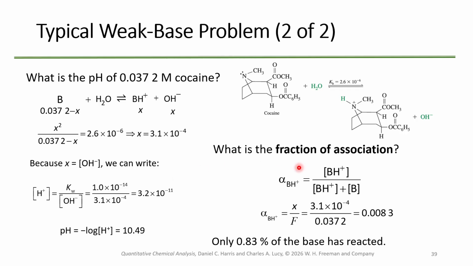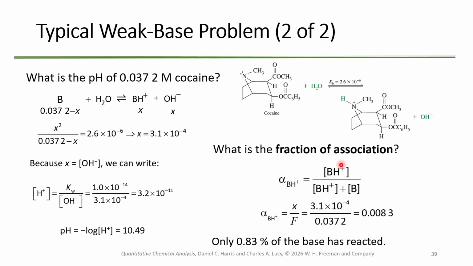Now, the fraction of association, this is the amount that actually is going to be dissociated, okay? And so it's going to be the fraction that is dissociated, right? Or in this case, associated, because we have the base that's taking on the H+. So it's going to be the ionized base form divided by the total amount of base in that solution, which would be the formal concentration, or the two forms added together, right?